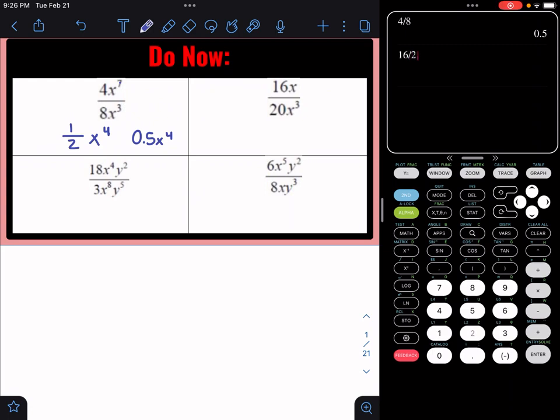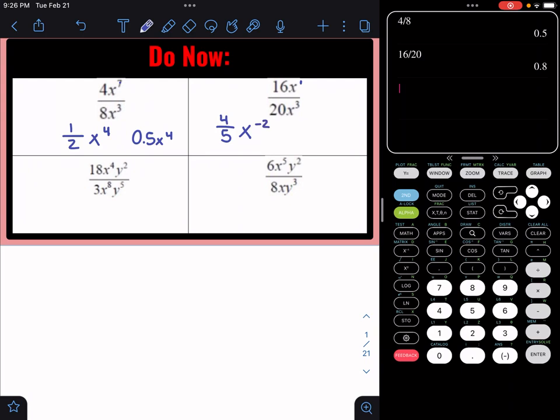16 divided by 20. That gives us 0.8, or you can say 4/5, doesn't matter. Then we subtract our exponents. What is 1 minus 3? That would be x to the negative 2 power.